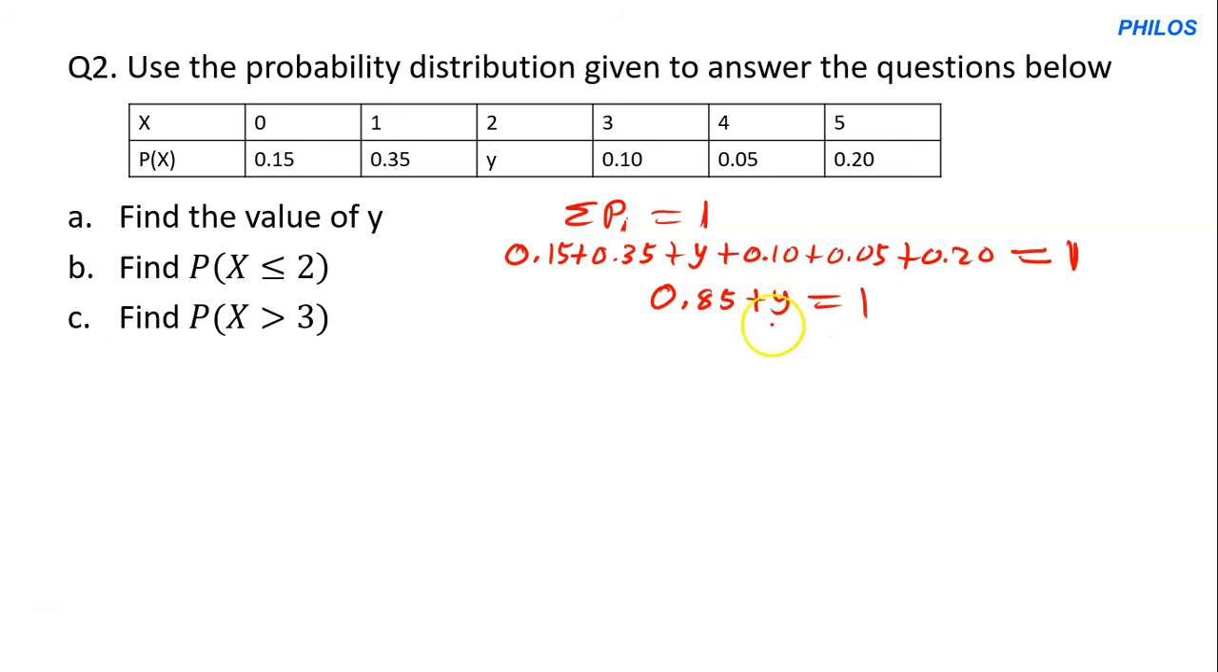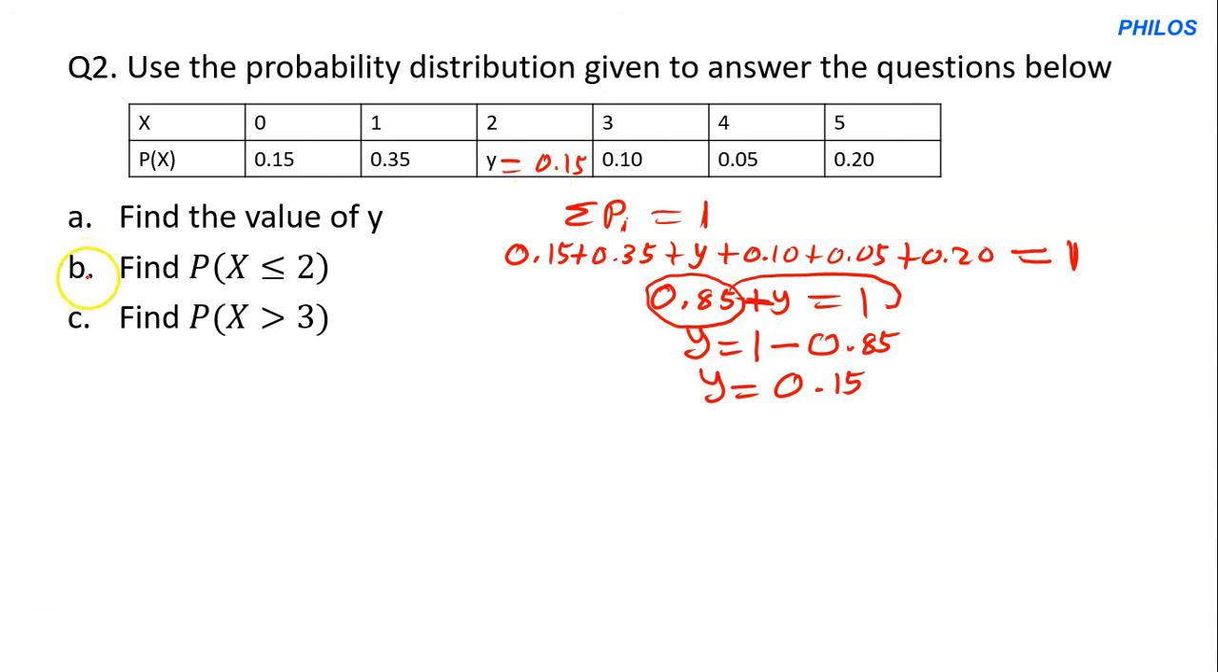Now we want to find the value of y, isn't it? And we have a plus here. So what we do is to group like terms. So grouping like terms, we have y equals 1 minus, when this positive 0.85 comes to the other side, it becomes minus 0.85. So y is equal to 1 minus 0.85, which is 0.15. So the answer for y is 0.15. So the value of y is 0.15.